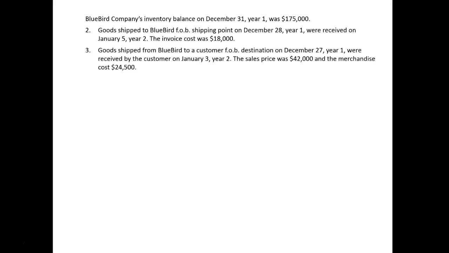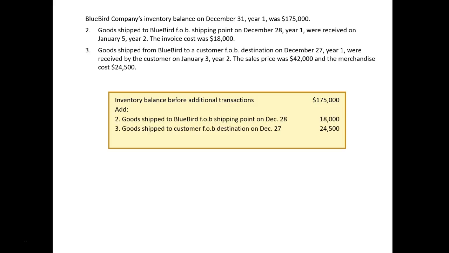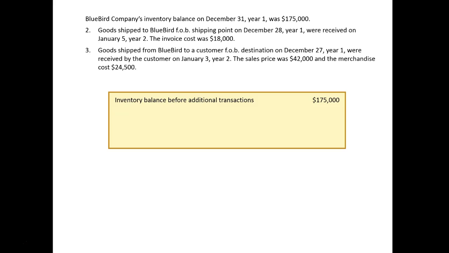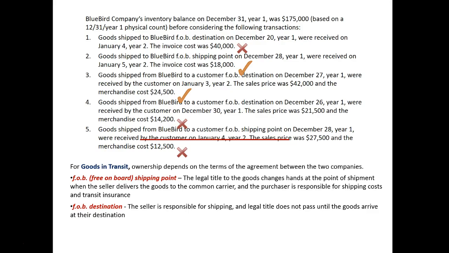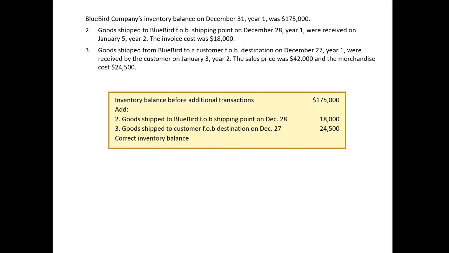So our ending balance would be the goods shipped to Bluebird FOB shipping point, which were received on January 5th. We would add that. We would also add goods shipped from Bluebird to a customer, received by the customer in year 2. Oh, I'm saying the same thing. It's correct. They should not be included in the inventory, and they're not because they transferred title. So I'm sorry about that. So our total inventory in this case should be $217,500.